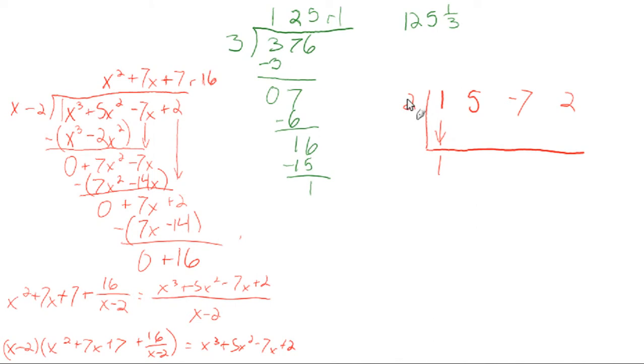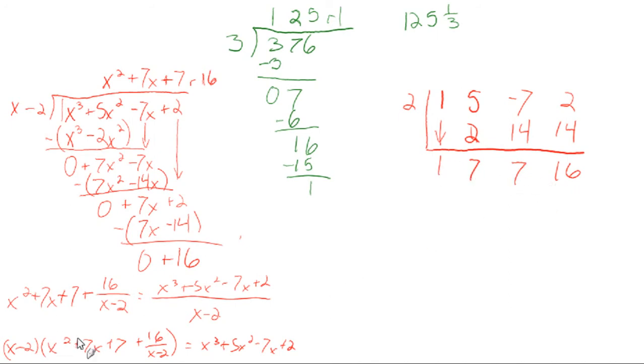So we just take 2 times 1 and get 2. There we go. 2 times 1 is 2, and then we add, we get 7. 2 times 7 is 14, and we add, we get 7. 2 times 7 is 14. We add and get 16. So notice what we get. A 1, 7, 7, and a 16.